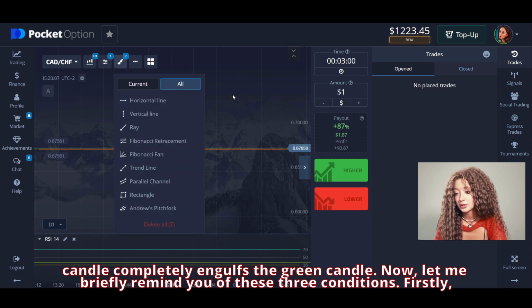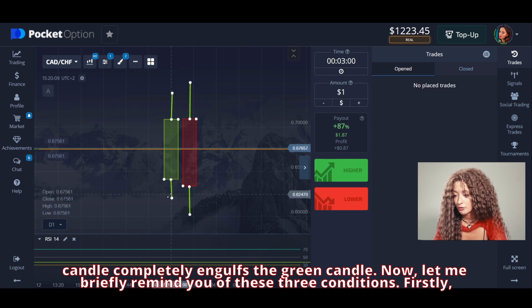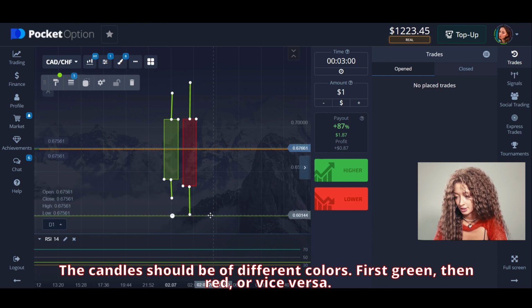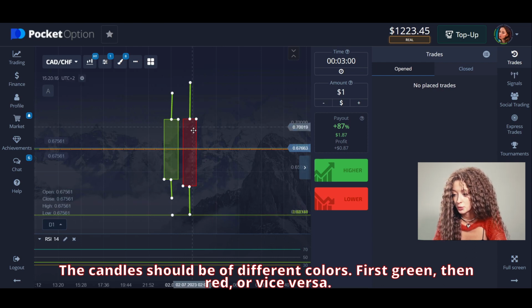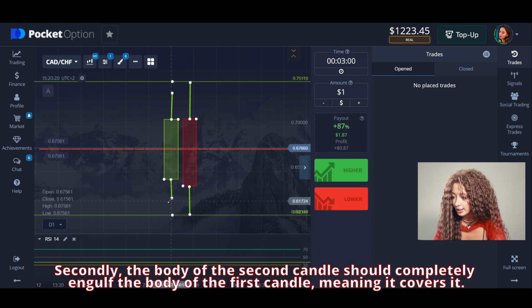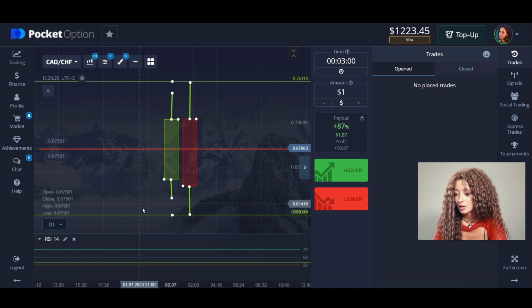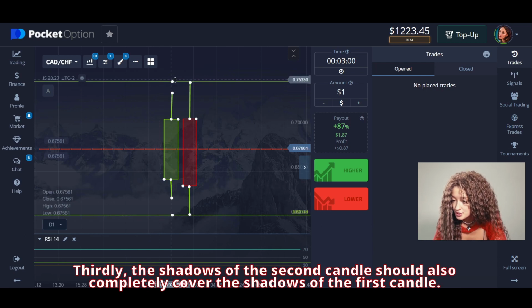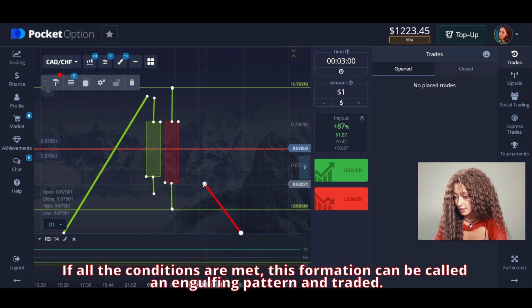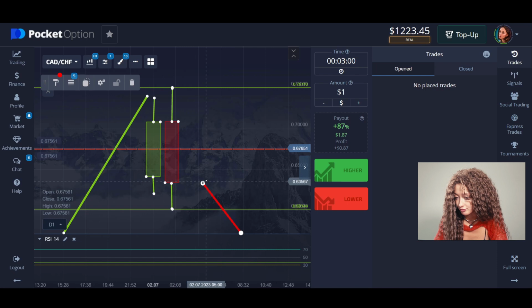Now, let me briefly remind you of these three conditions. Firstly, the candles should be of different colors, first green, then red, or vice versa. Secondly, the body of the second candle should completely engulf the body of the first candle, meaning it covers it. Thirdly, the shadows of the second candle should also completely cover the shadows of the first candle. If all the conditions are met, this formation can be called an engulfing pattern and traded.